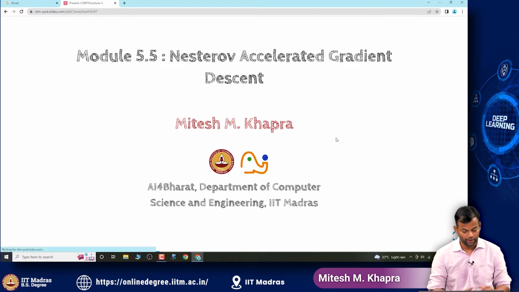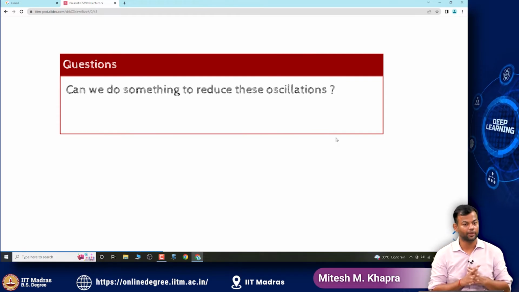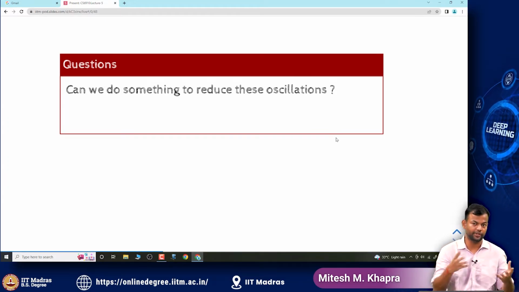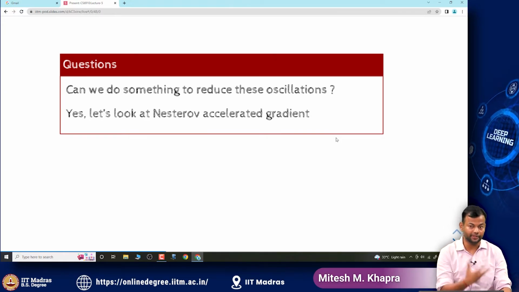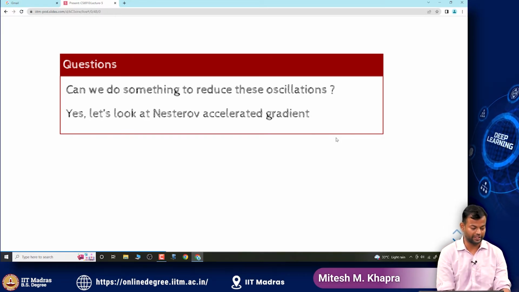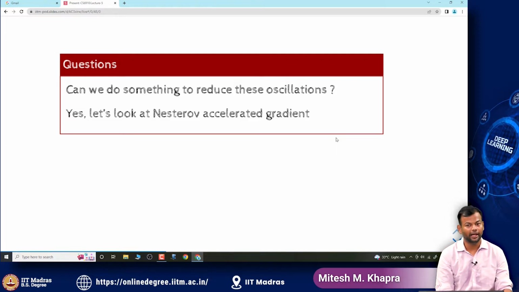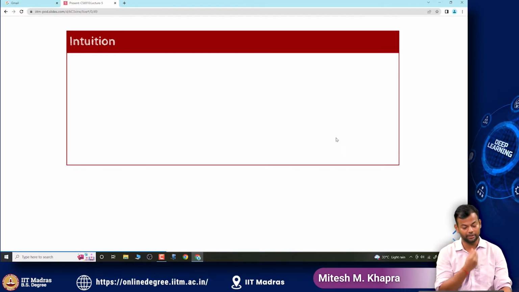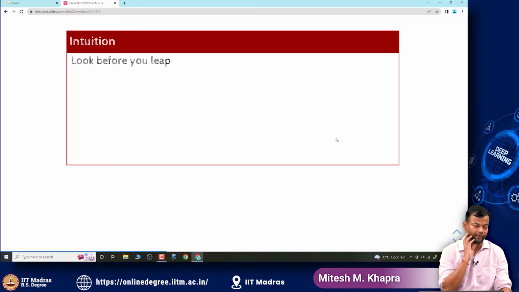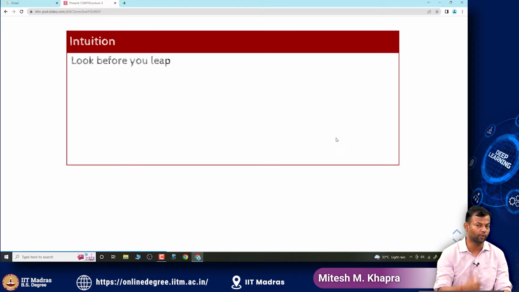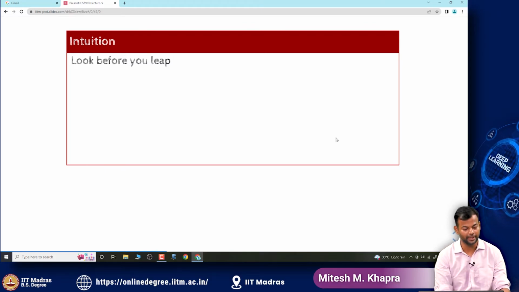So let's see, what's the question that we have? We have the following question in mind: can we do something to reduce the oscillations that we saw in momentum-based gradient descent? And as usual, the answer is yes, we can do it, and we look at Nesterov Accelerated Gradient Descent. The intuition behind this is quite simple. One phrase to summarize it is: just look before you leap. So let's see what that means.